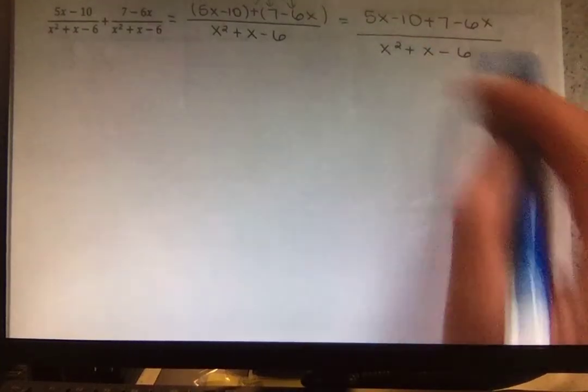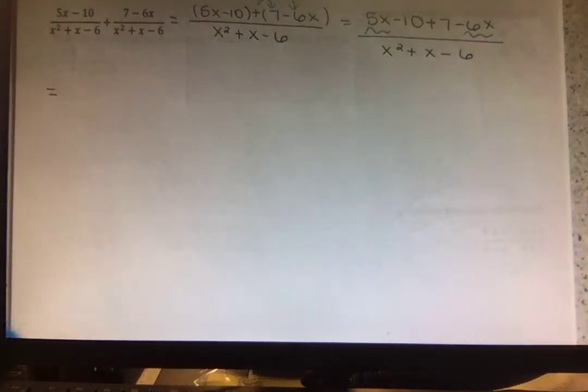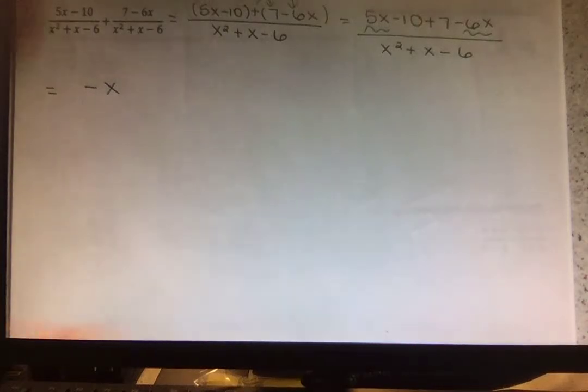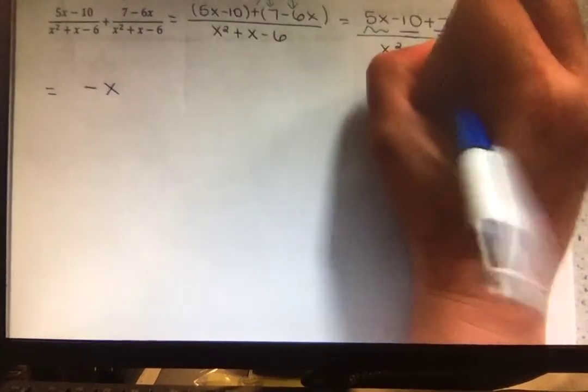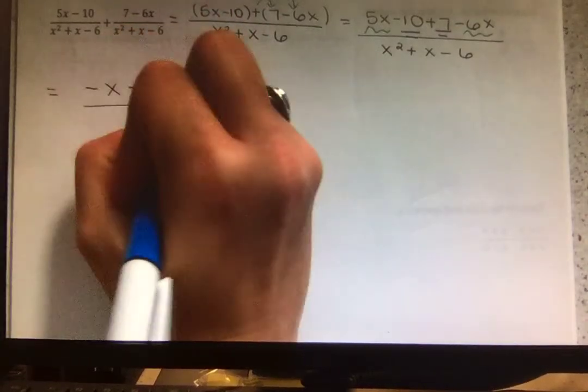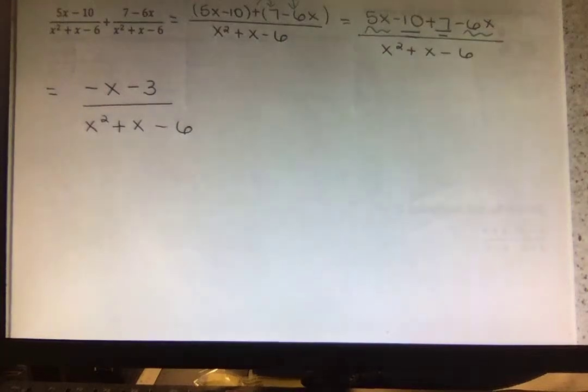So 5x minus 6x, combining like terms, 5x minus 6x is negative 1x. And then we have negative 10 plus 7, negative 3. All over x squared plus x minus 6.